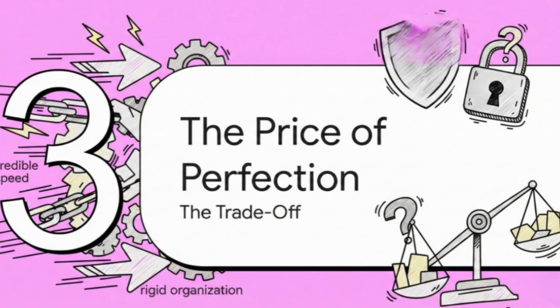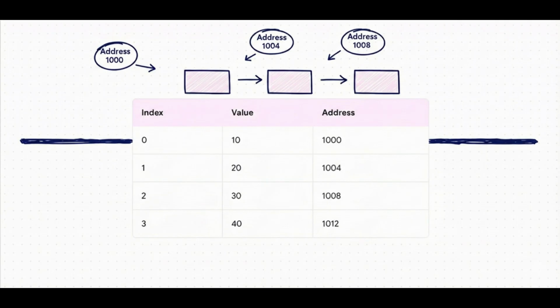But of course, like any good superpower, this incredible speed comes at a price. It has a weakness, this perfect rigid organization. It has a downside. So let's talk about the trade-off. You can really see that side-by-side property right here. Let's say our first number is at memory address 1000, and each number takes up 4 bytes of space. Well, the next one is guaranteed to be at 1004, and the next at 1008. It's perfectly predictable, but you can probably see the problem. It's also completely inflexible. There's no wiggle room.